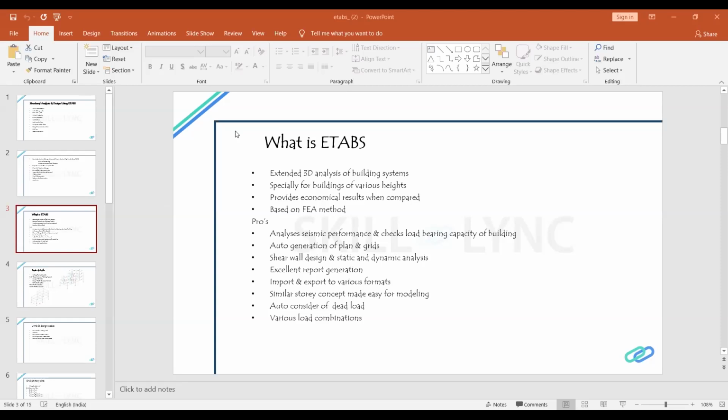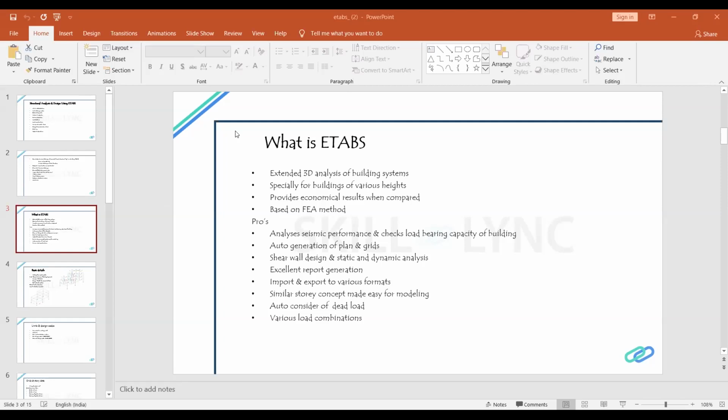And it also has a special design for shear walls. In the shear wall, we can have n number of loading patterns, like seismic loading and non-seismic loading. That I have mentioned is static and dynamic analysis.